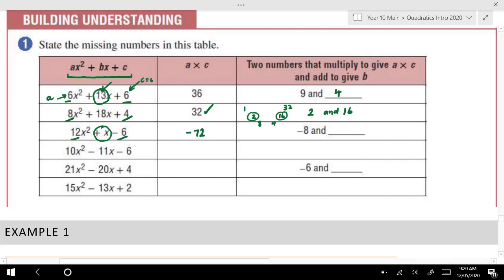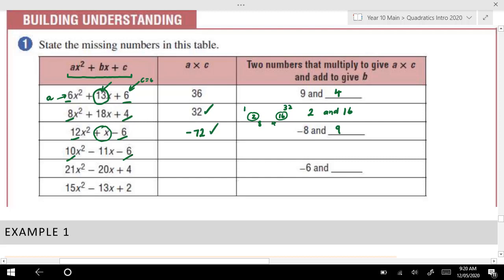So if you think about it, how do I get 1? Well, we've got minus 8 and 9. If I multiply those together, it gives us minus 72. Add them together, it gives us 1. Okay, so let's keep going. We've got to get faster at this.